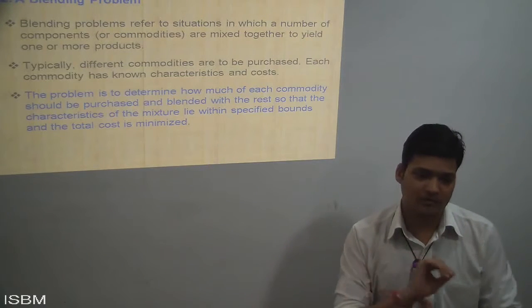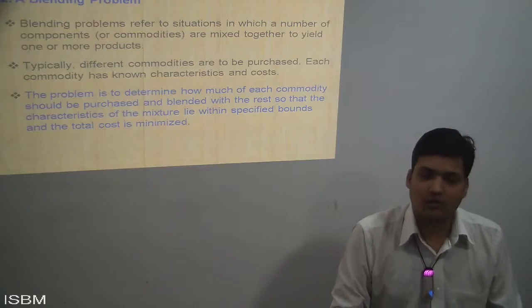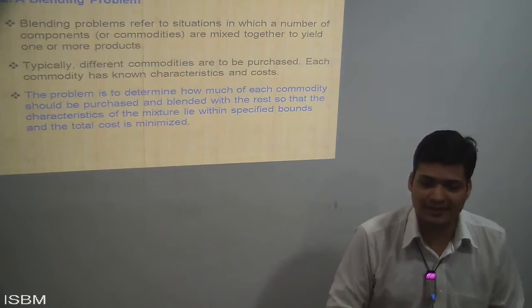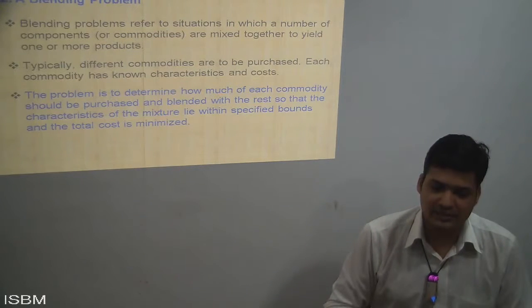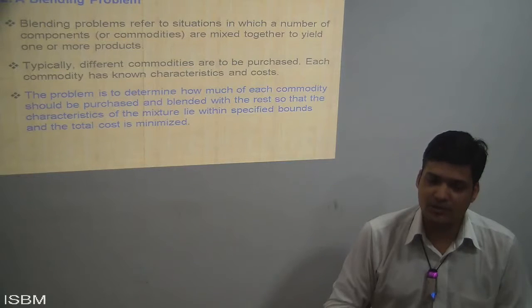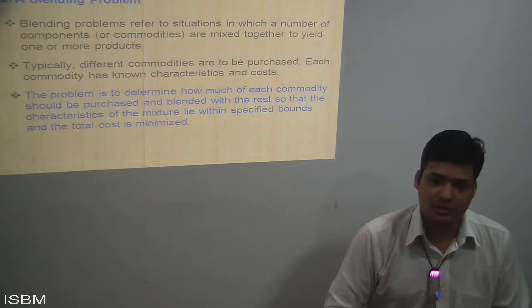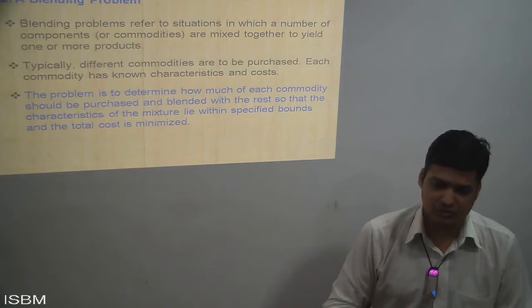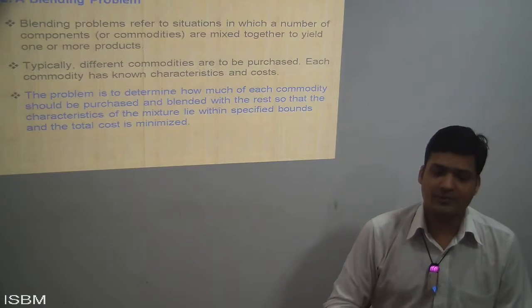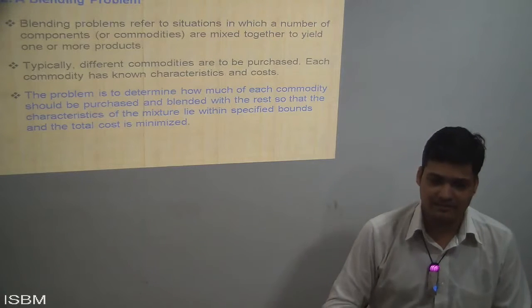Second is a blending problem. A blending problem refers to a situation in which a number of components or commodities are mixed together to yield one or more products. Typically, different commodities are to be purchased. Each commodity is known by its characteristics and cost. The problem is to determine how much of each commodity should be purchased and blended with the rest so that the characteristics of the mixture lie within the specified bounds and the total cost is minimized.